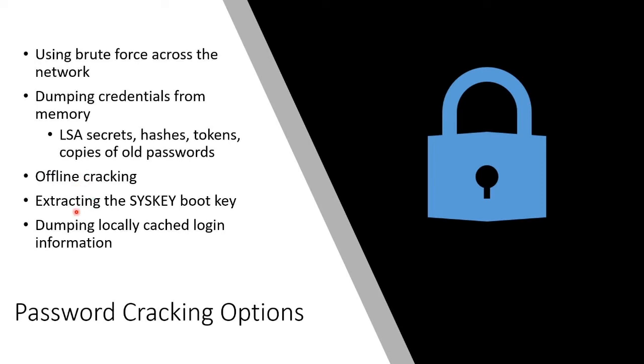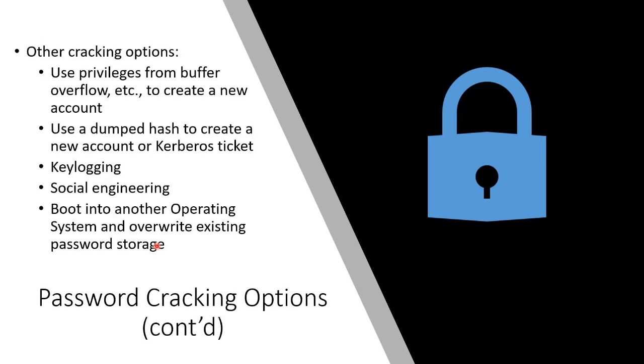You can also, of course, extract the syskey boot key, which protects the SAM. And you can dump any locally cached login information. So these are all ways of approaching Windows cracking. So how do you do this? Well, you could also just be in a buffer overflow that allows remote code execution. You could, if you don't dump the hashes, just create a new account, or use a hash dump to create a new account, or an Active Directory Kerberos ticket.